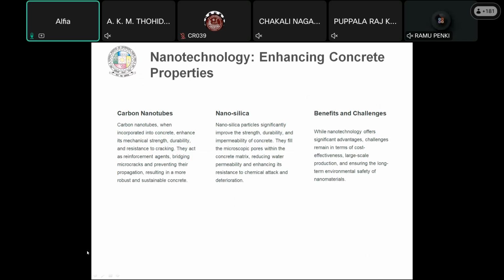Then we have nanotechnology enhancing concrete properties. In this, we use carbon nanotubes in concrete, which enhance its mechanical strength, durability, and resistance to cracking. This again acts as a reinforcing agent, bridging the micro cracks and preventing their propagation, resulting in a more robust and sustainable concrete. While this technology offers significant advantages, the challenge remains cost effectiveness and large scale production.